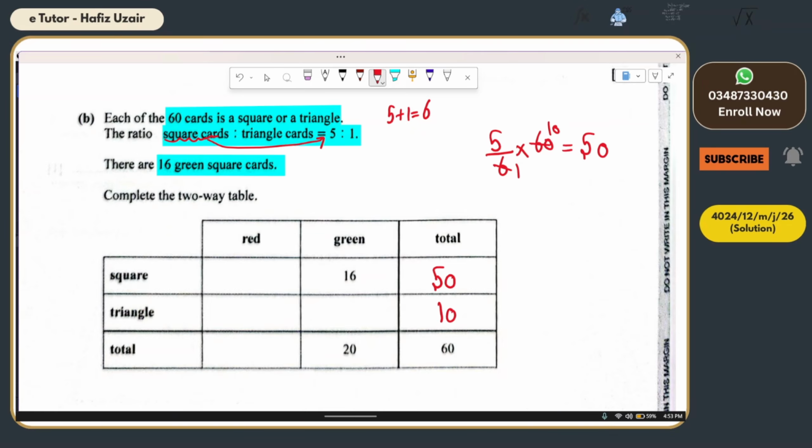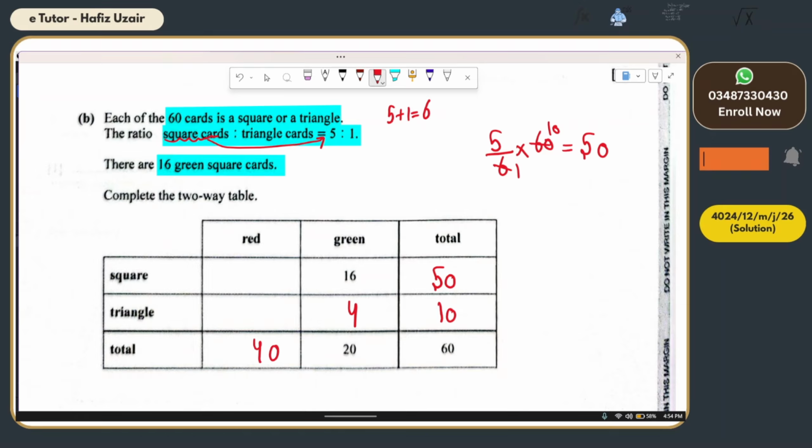Similarly, we can easily fill this box as well. How? We have total green cards are 20, and square green cards are 16. So if we subtract these two numbers, 20 minus 16, that will be 4. Also, the total cards are 60 and the green cards are 20. So how many red cards will be there? If we subtract these values, 60 minus 20 will be 40.